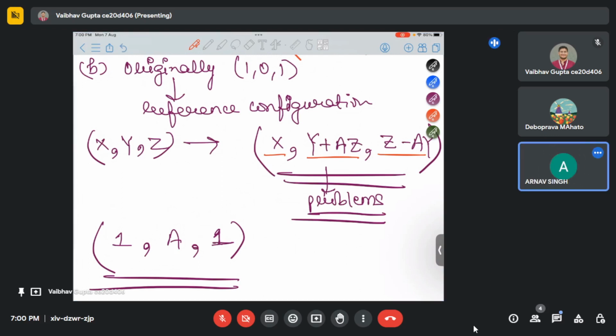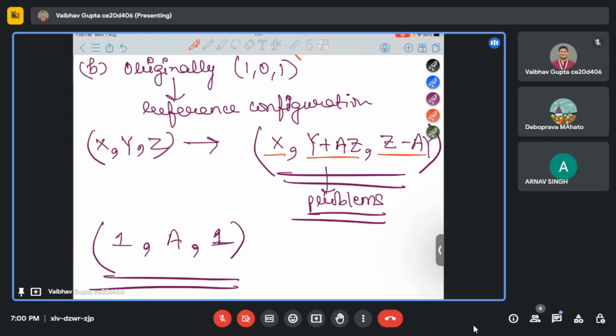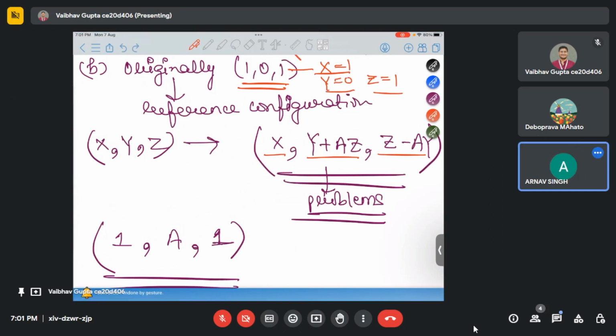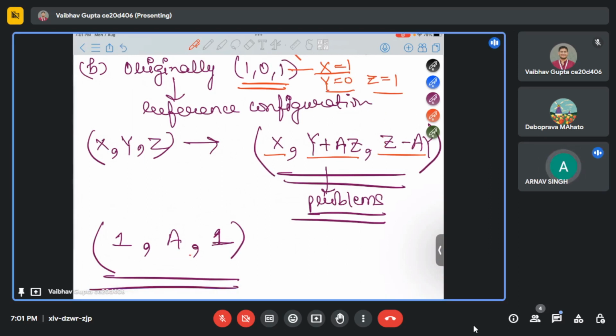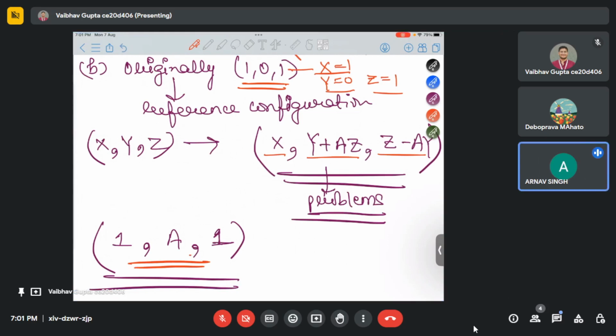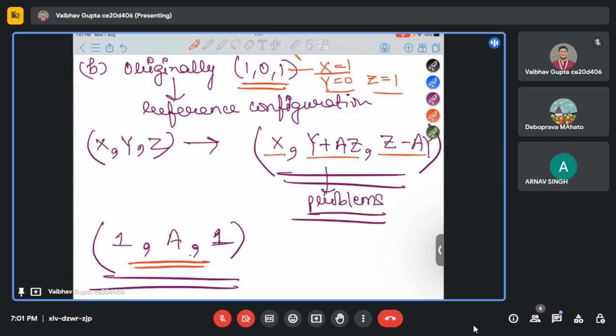He said to determine the location at 1, 0, 1. It means our capital X value is 1, capital Y value is 0, and capital Z value is 1. Just put these in our case. So in the question, capital X, capital Y, capital Z take the values 1, 0 and 1 respectively. As per your deformation field, tell me the location of your particle in the reference configuration.